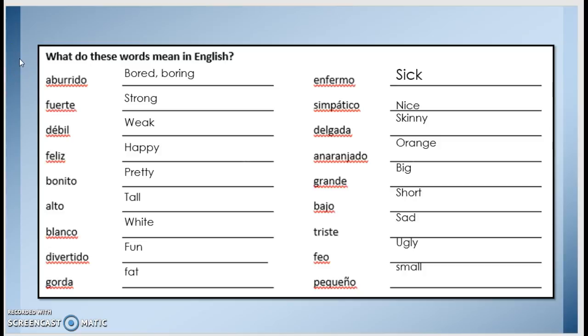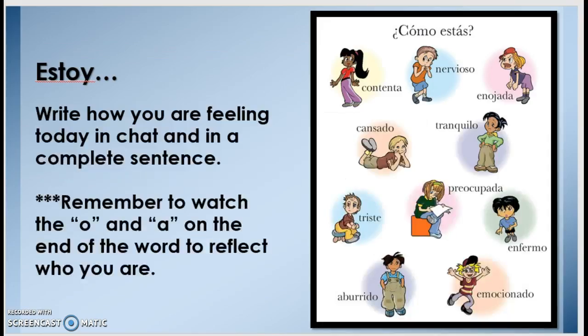So if I ask you, how are you doing today? And I say, ¿Cómo estás? You can tell me one of these words. So let's go to the next slide. And if I go too fast, you can always pause it. But to say that I am, and then to tell me one of your feelings, you can say estoy. Estoy kind of goes along with estás. Okay, so ¿Cómo estás? How are you feeling? Estoy contenta. I am happy. Or if you're a boy, you would say estoy contento. I am happy. Or maybe you're nervous. Estoy nerviosa.